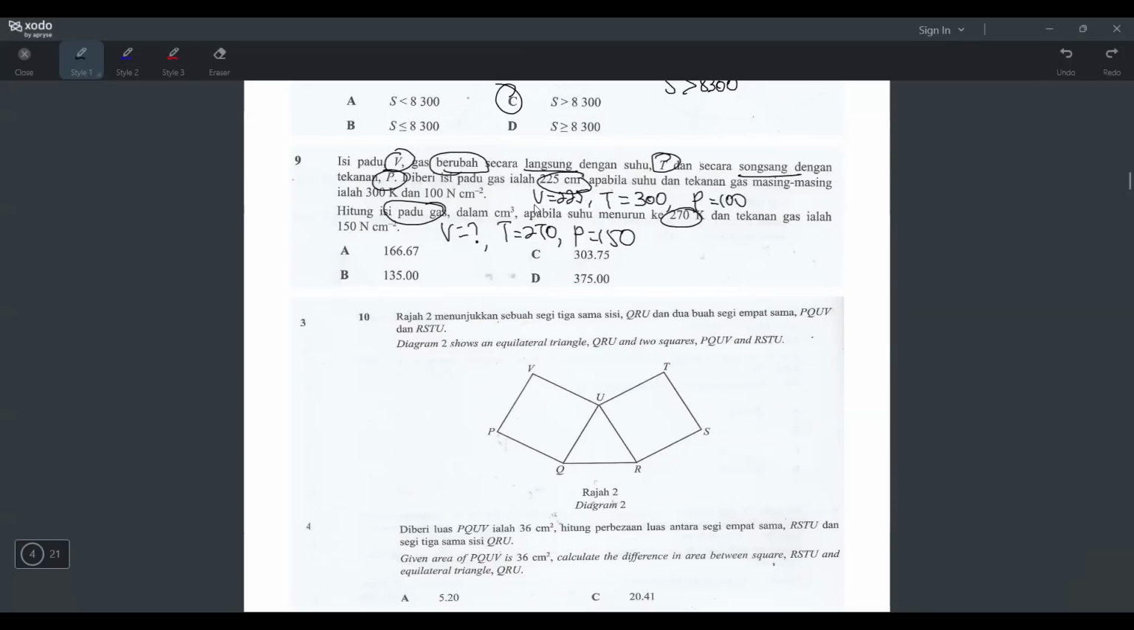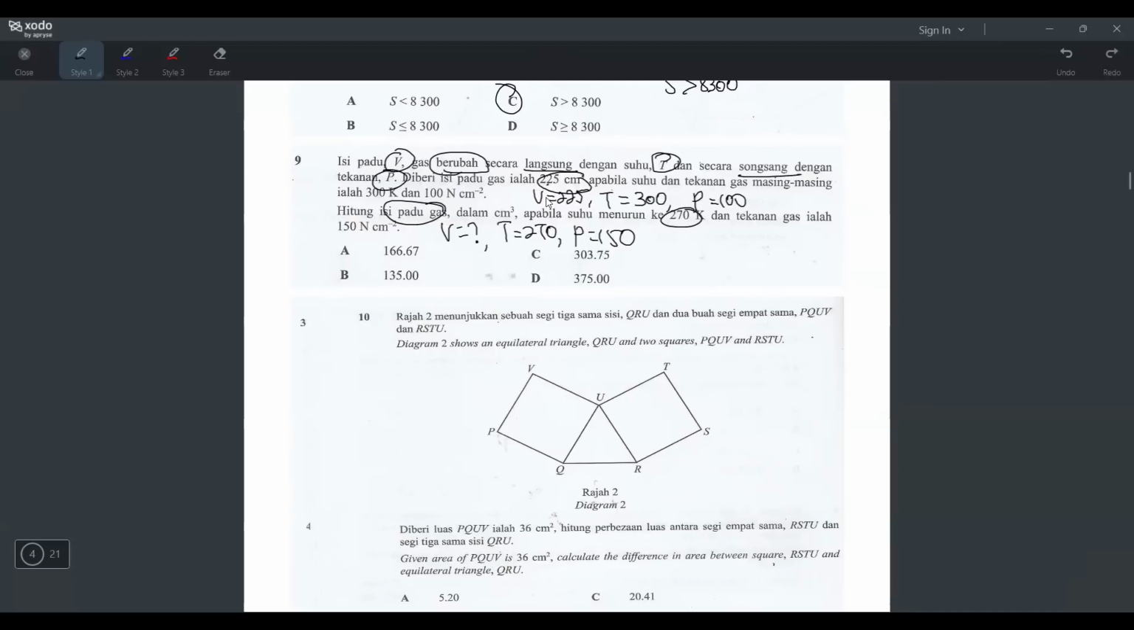You kena tahu dia adalah V, T or P, right? Sebab kalau nanti you terbalik masuk ataupun you silap masuk, then salah. Okay, so you kena tahu exactly what all the variable represents. Okay, so contoh isi padu, okay, V, suhu is T. Okay, and also kalau boleh check the unit also. Sometimes they want you to convert the unit one, but this one I already checked already.